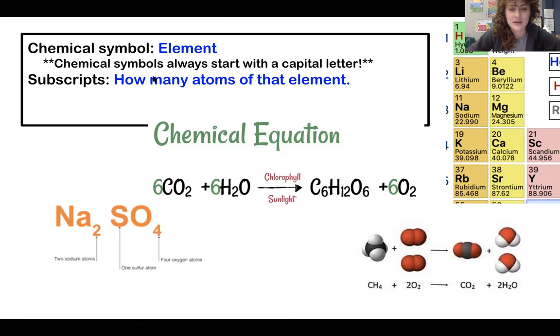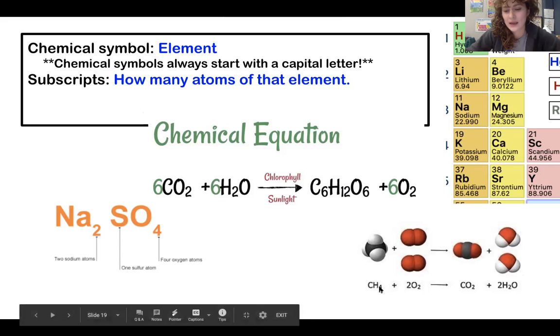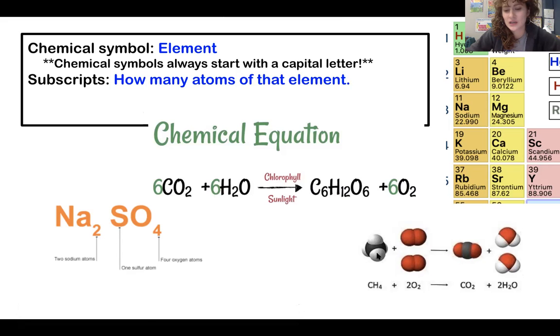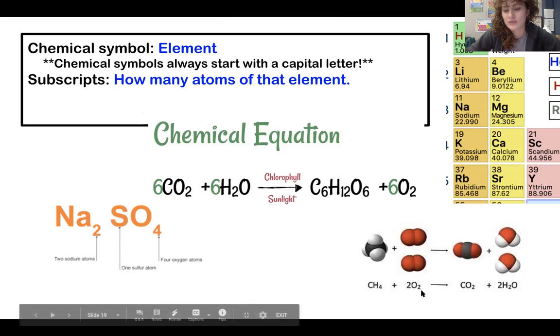So again, subscripts, these little numbers, tell us how many atoms of that element. So 4 atoms of hydrogen in this molecule, 2 atoms of oxygen in this molecule, etc.